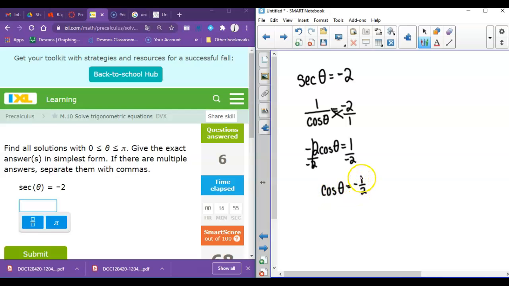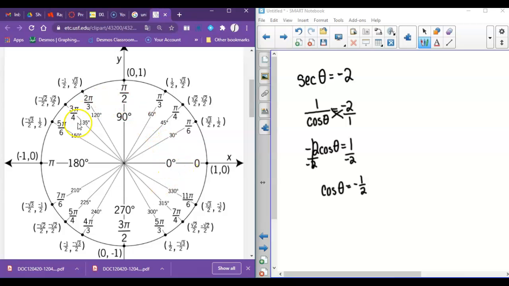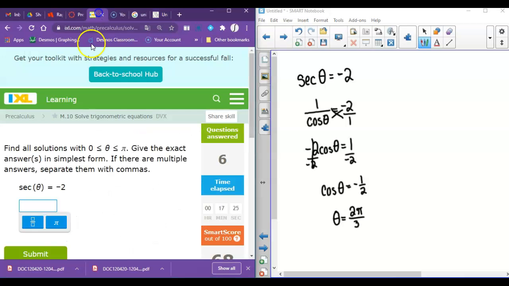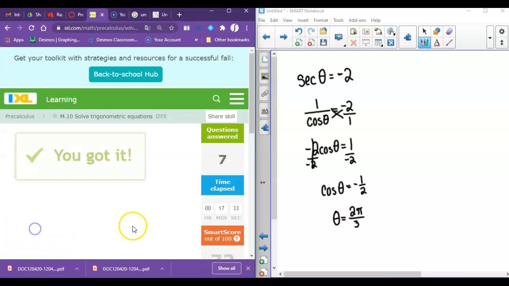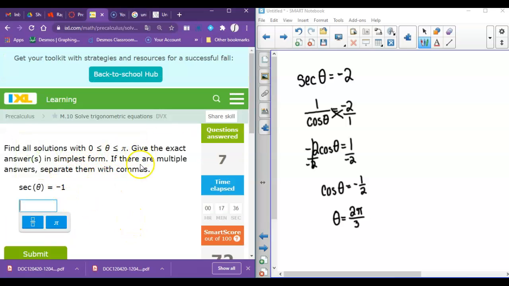And cosine of theta equaling negative 1/2, I do know that for my unit circle. We are looking from 0 to pi. So on that unit circle from 0 to pi, cosine, which is our x-coordinate, is going to equal negative 1/2 right here at 2 pi over 3, or 120 degrees. We were supposed to be using radians, so we're going to say 2 pi over 3. So if we go back to IXL and type that in, it'll give us our answer there.